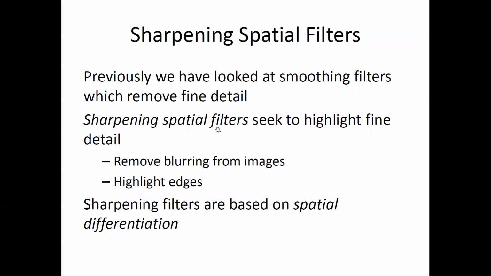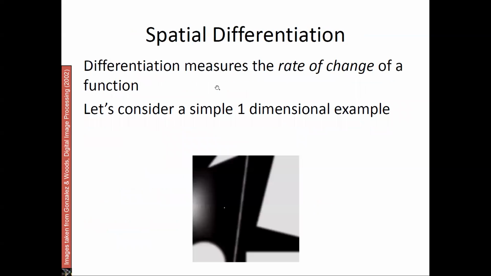In sharpening filters, the main difference from smoothing is that during smoothing we were removing the finer details. In sharpening, we seek to highlight the finer details. As we need to remove the blurring of the images and highlight the edges, we'll do spatial differentiation here. Once we go to the frequency domain, I'll be discussing the frequency domain based differentiation.